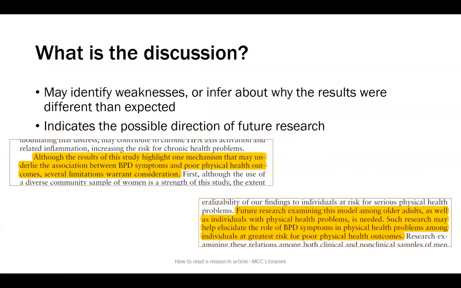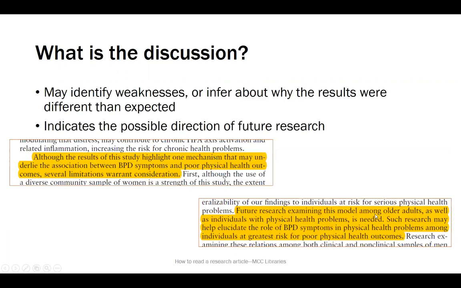It may also identify weaknesses or infer about why the results were different than expected. And it indicates the possible direction of future research. So here it's talking about, although the results of the study highlight one mechanism that may underlie the association between BPD symptoms and poor physical health outcomes, several limitations warrant consideration. So here it's talking about limitations or weaknesses. So here it's talking about future research.